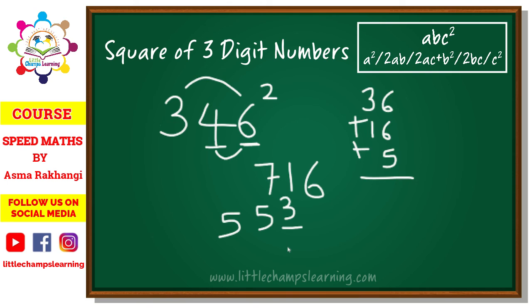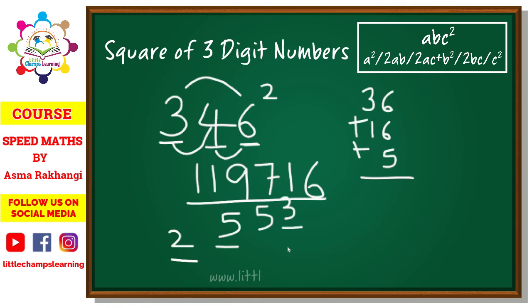Now fourth step, 3 times 4 is 12. Double of 12 is 24. Plus 5 will give you 29. 9 carry 2. Now my last step says I need to do square of 3, which is 9, plus 2, that will give me 11. So the square of 346 is 119716. I hope you have understood this method.